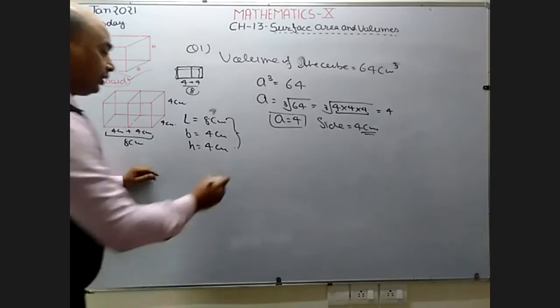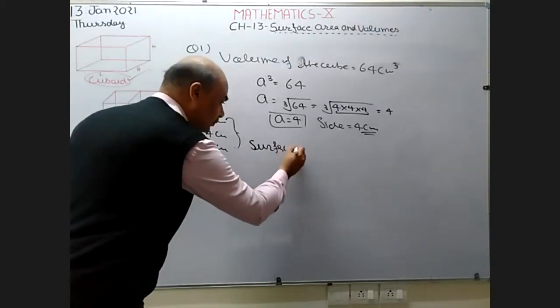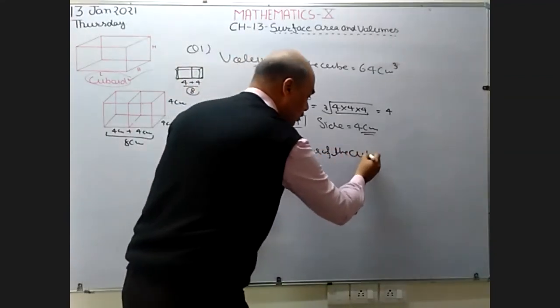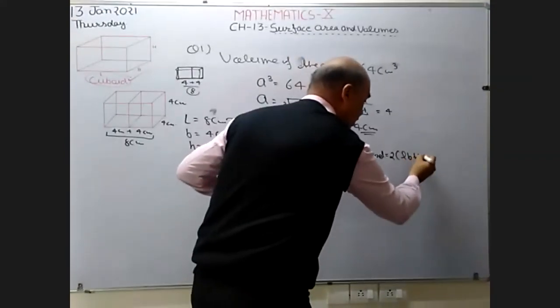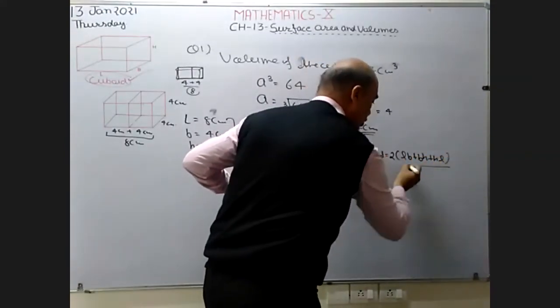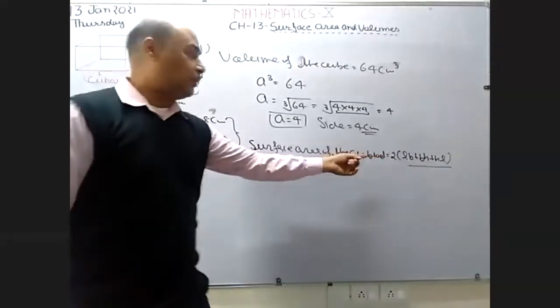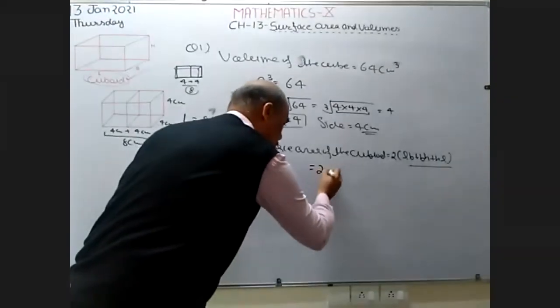So right here, surface area of the cuboid. The formula is 2 into (LB + BH + HL). I want to use this formula to find the surface area of the cuboid: 2 into (LB + BH + HL). Okay, so the 2 is going to remain the same.